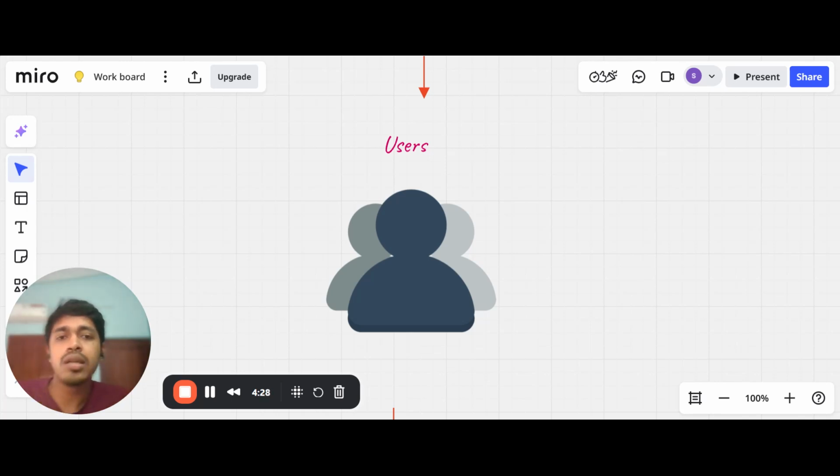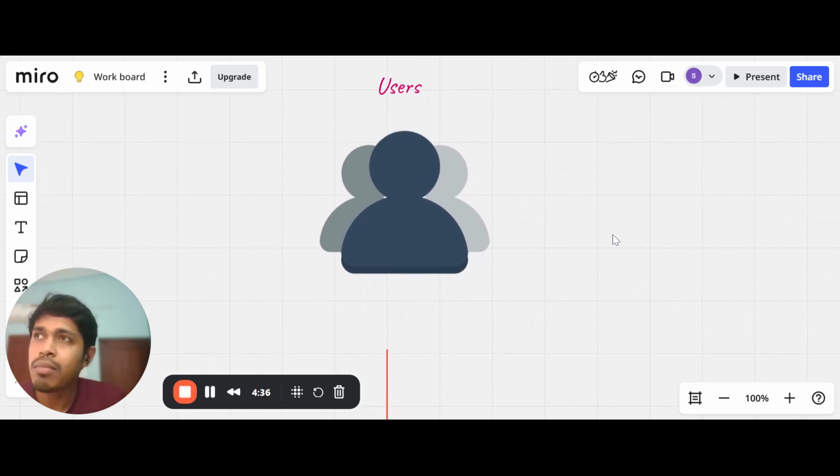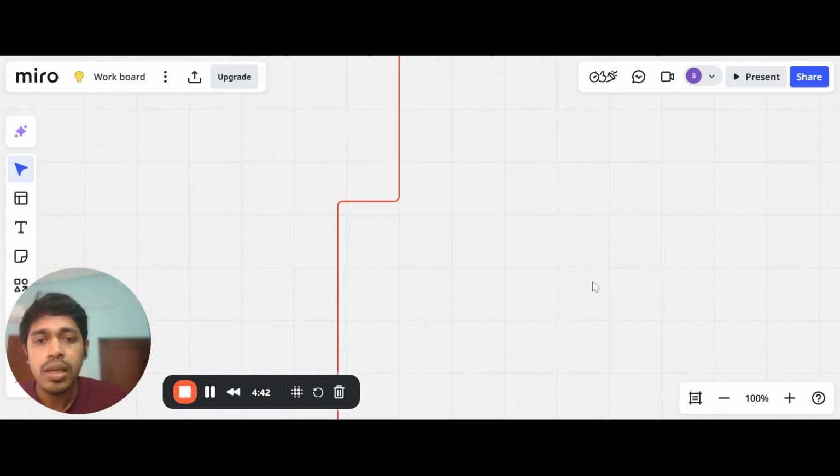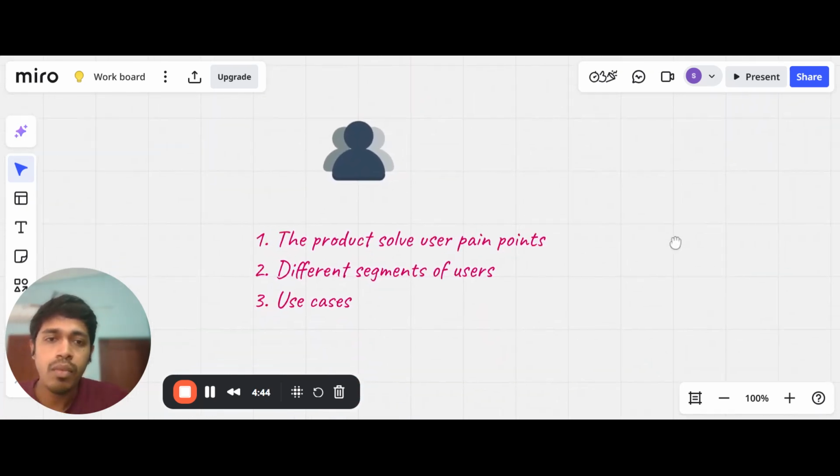Understanding this will really help you in any kind of product cases, because users is one of the major components of any product. You cannot build a product without thinking about users. I mean, you can, but that product will probably be an unsuccessful product, a failed product, right? So where should we start about users?